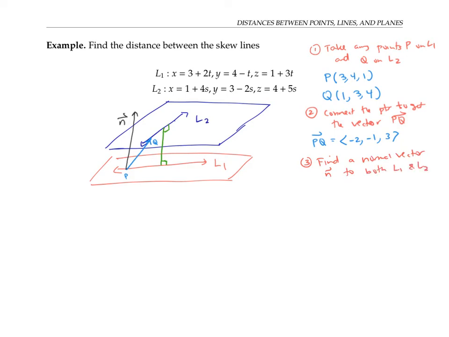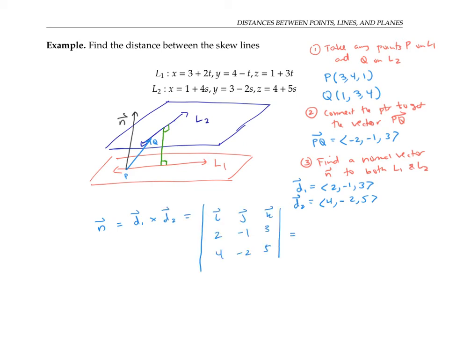So first I need to find the normal vector, a vector that's perpendicular to both L1 and L2. Well, that's not too hard. I can use cross product. The direction vector for L1 is 2, -1, 3. I can just read that off from the coefficients of t in the equation for the line. And the direction vector for L2 is going to be 4, -2, 5. So my normal vector n that's perpendicular to both those lines is going to be the cross product of d1 and d2. Let me calculate that.